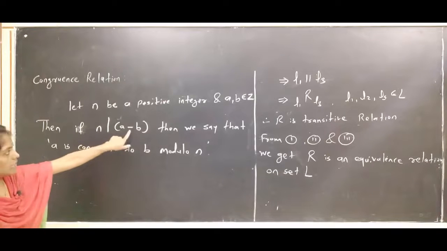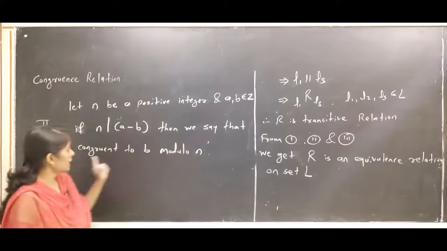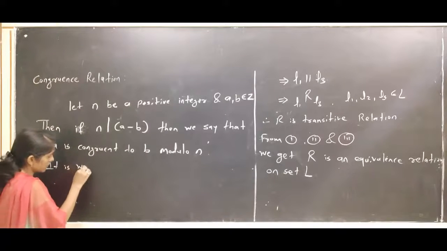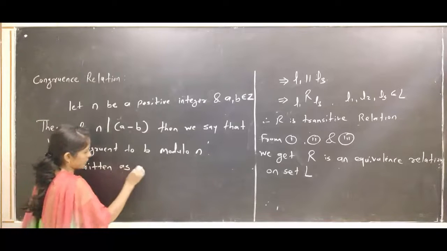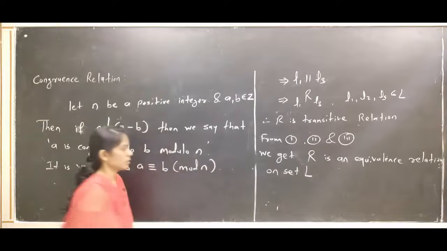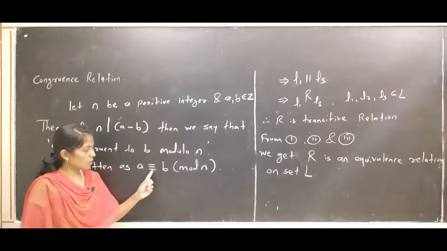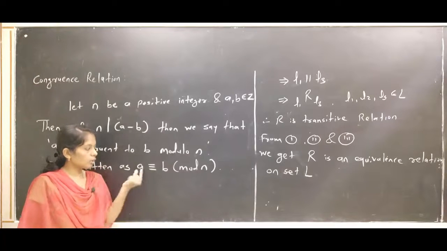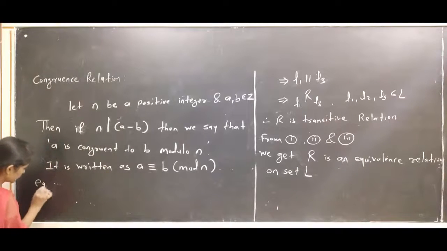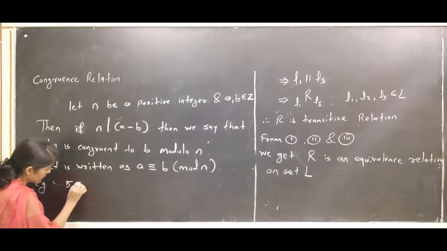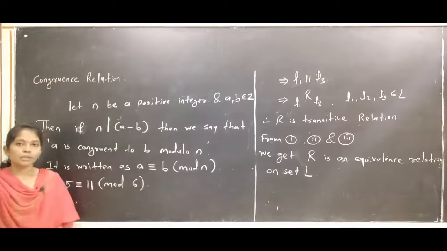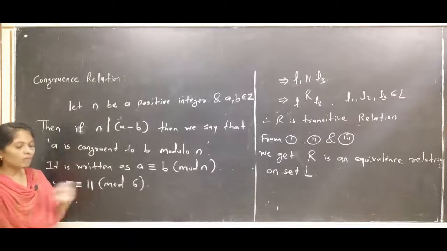So here if N divides A minus B, then we say that A is congruent to B modulo N, and it is written as A congruent to B modulo N. So here congruence relation is written as A congruent to B modulo N. The symbol of congruence relation is this. Okay. Now we take example: 5 congruent to 11 modulo 6. This is the example of congruence relation.